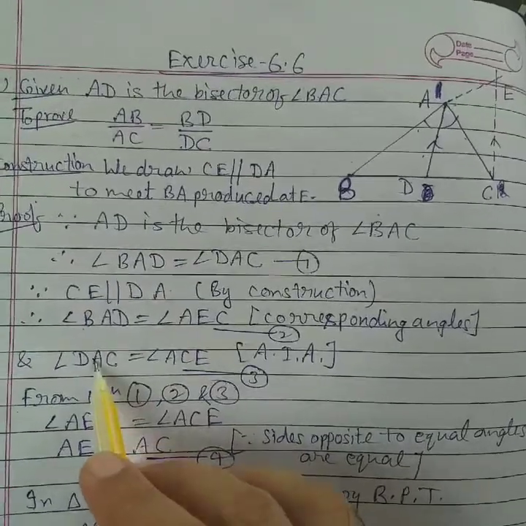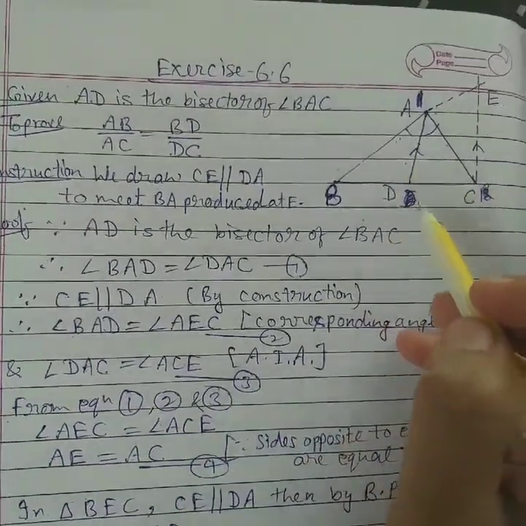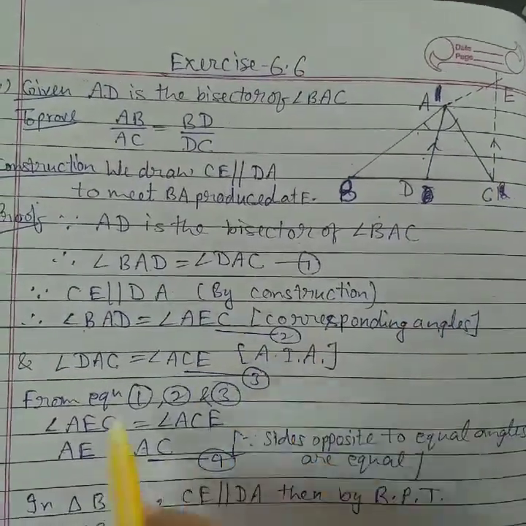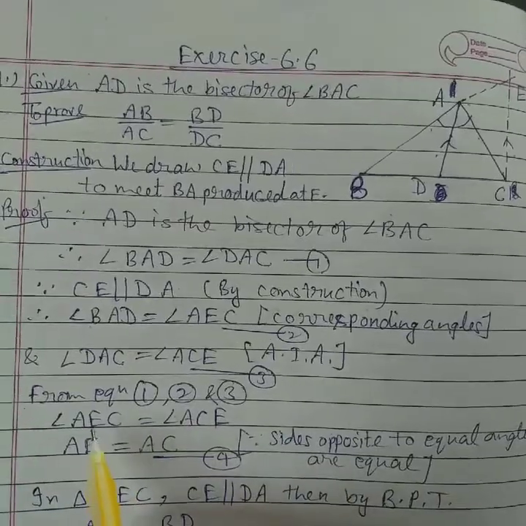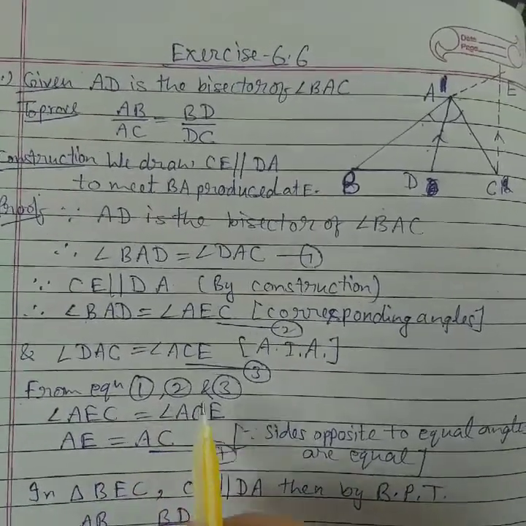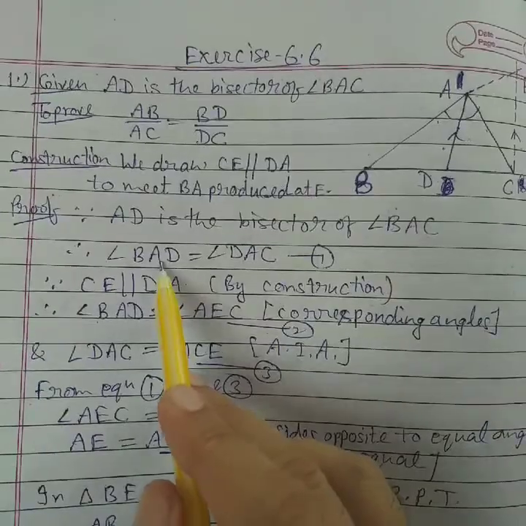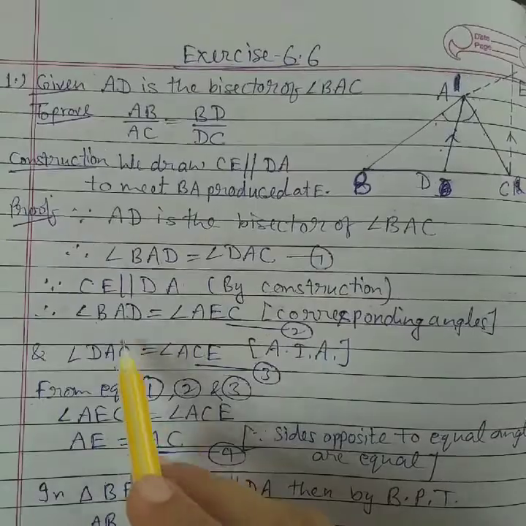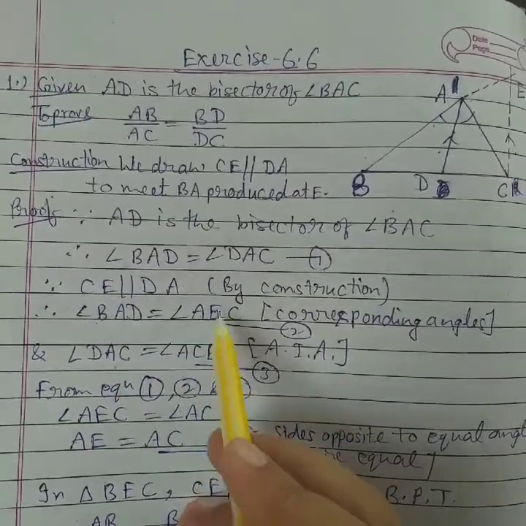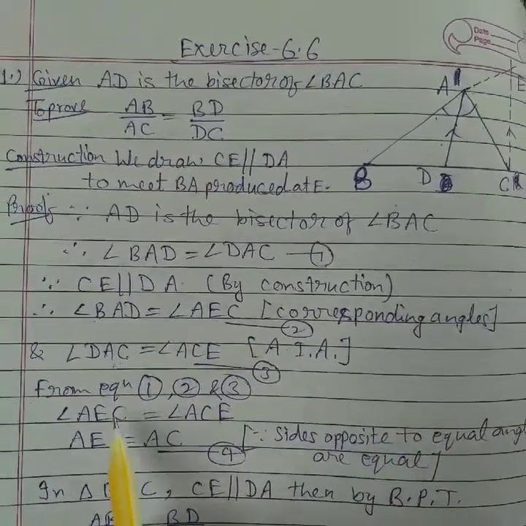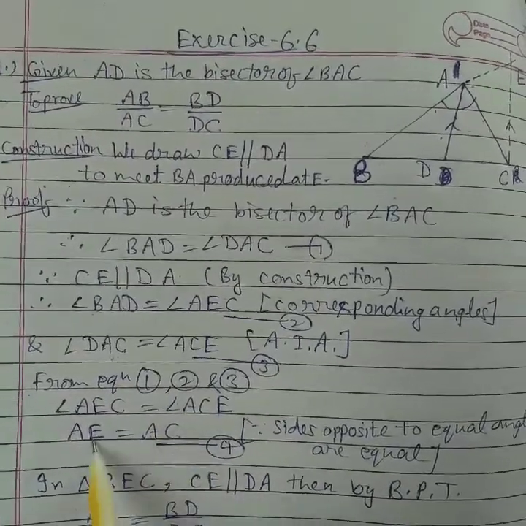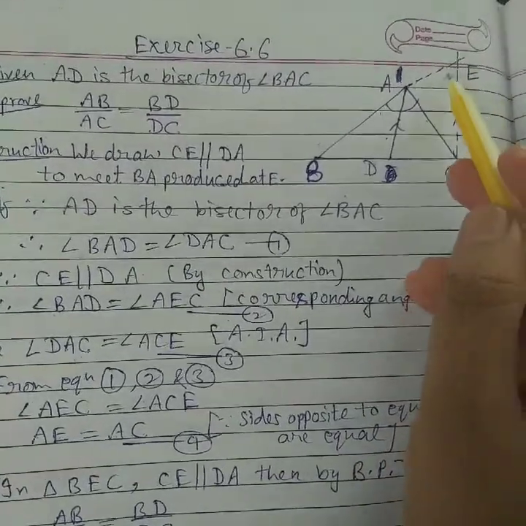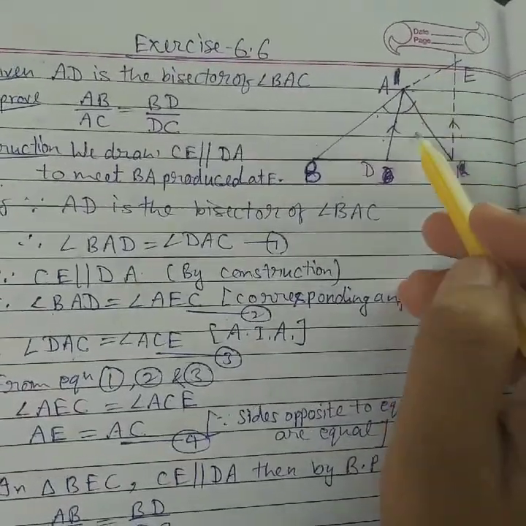Now next is angle DAC equals angle ACE. Angle DAC and angle ACE are alternate interior angles. This is equation 3. Now from equations 1, 2, 3, we can write angle AEC equals angle ACE. How? Since in equation 1 angle BAD equals DAC and these two angles are on the LHS, both LHS are equal, so the RHS are equal. Now if these two angles are equal, then their opposite sides are equal, so AE equals AC. Since sides opposite to equal angles are equal, and angles E and C are equal, their opposite sides AE and AC are equal.